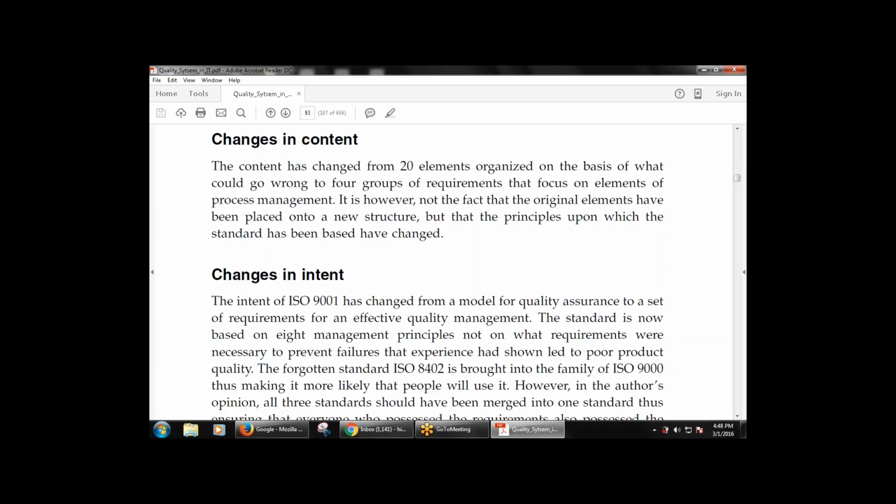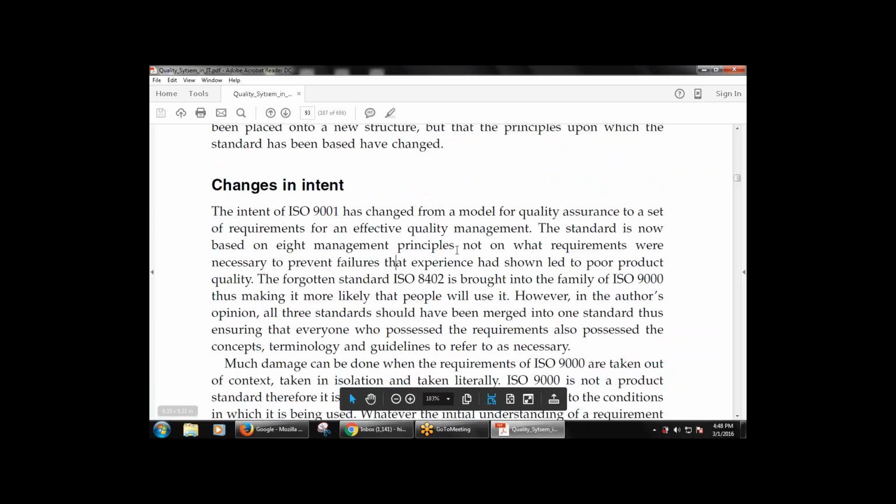The standard is now based on the 8 management principles, not on the requirements that were necessary to prevent the failures experienced that resulted in poor product quality. That is a change in the intent from the standard ISO 8402, used for the family of ISO 9000 standards.